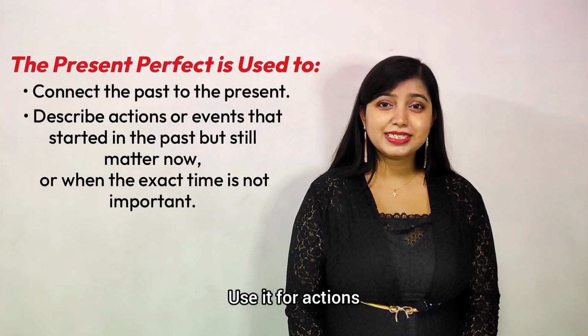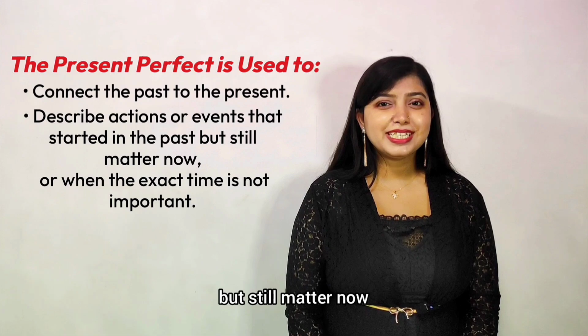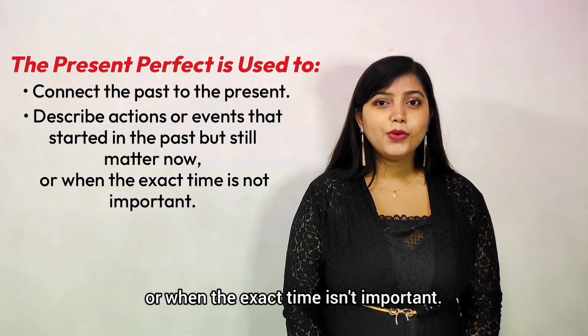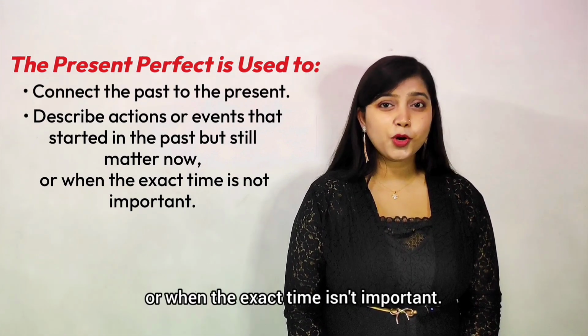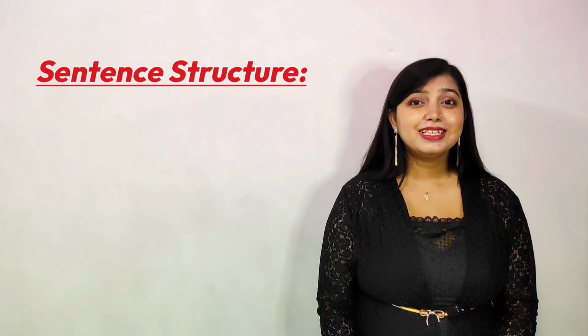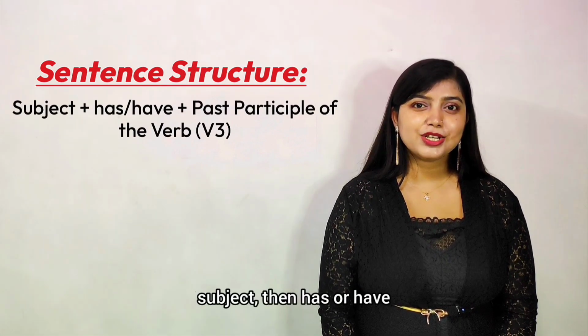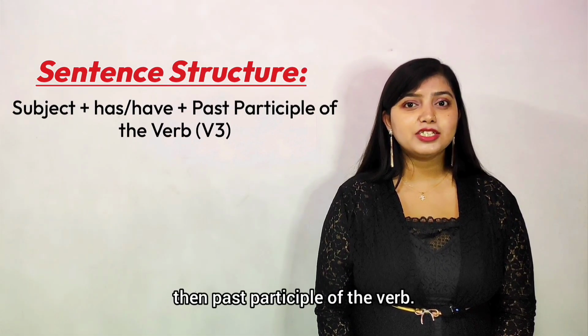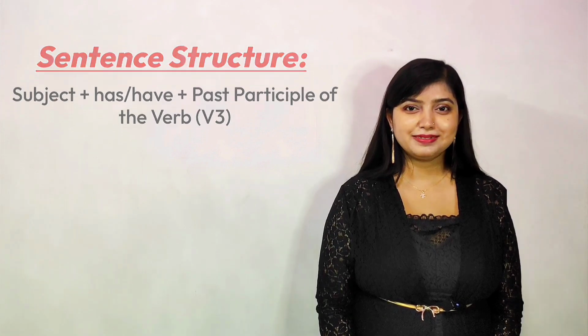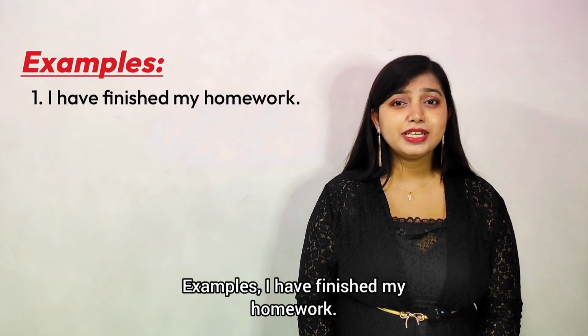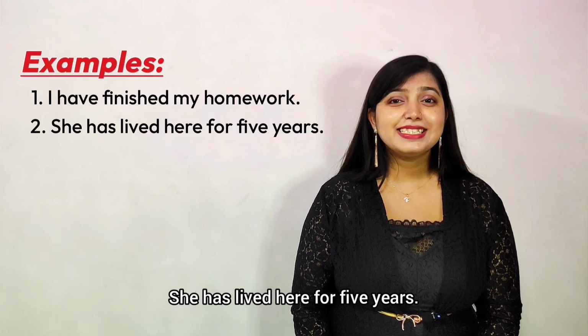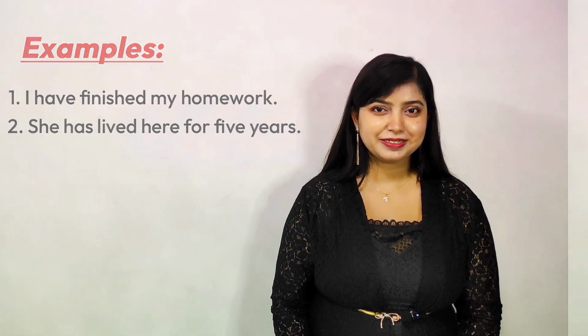The present perfect connects the past to the present. Use it for actions that started in the past but still matter now, or when the exact time isn't important. Structure, subject, then has or have, then past participle of the verb. Examples, I have finished my homework. She has lived here for 5 years.